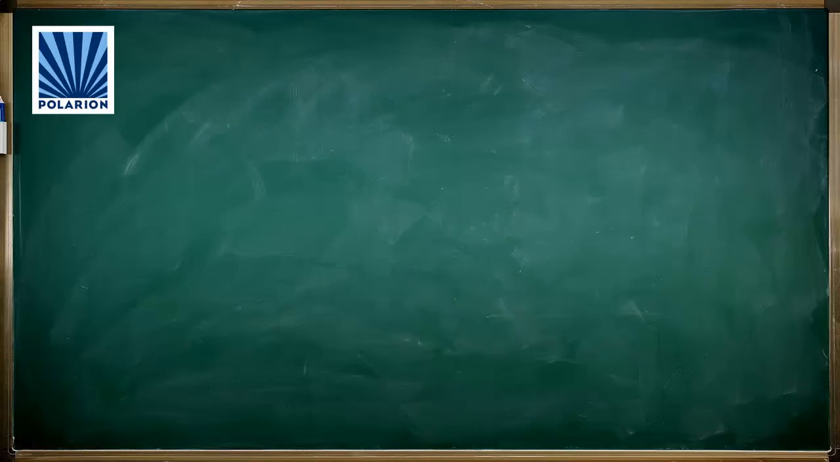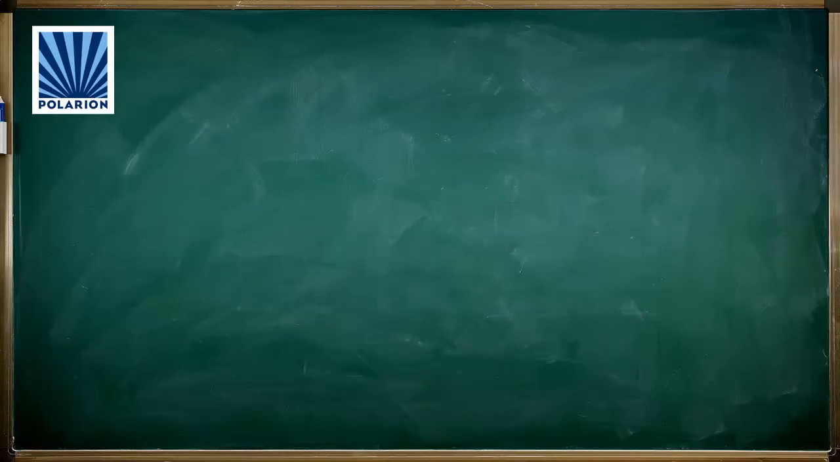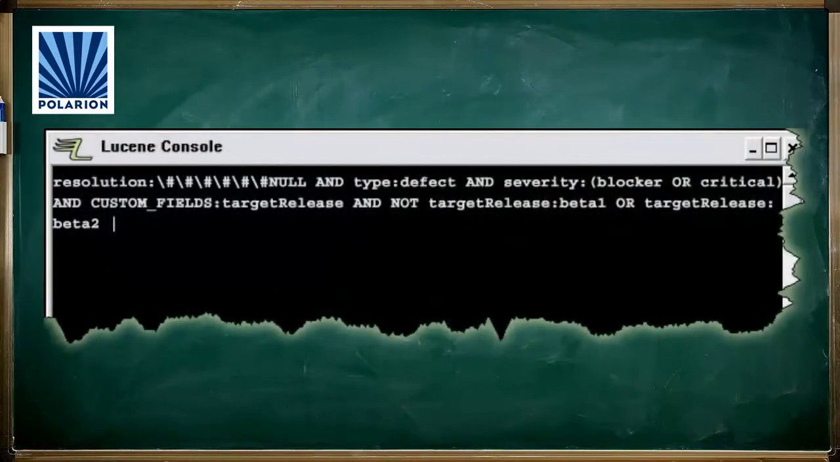Polarian integrates the open-source Lucene query engine from Apache to enable you to find and retrieve work items you need, both on the fly and in wiki pages. Lucene is quite powerful, but user interaction is through a command line syntax that has a pretty stiff learning curve. You also need to know the underlying IDs for Polarian work item fields and any user-defined custom fields.